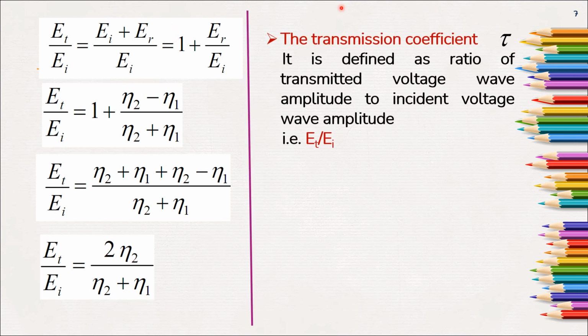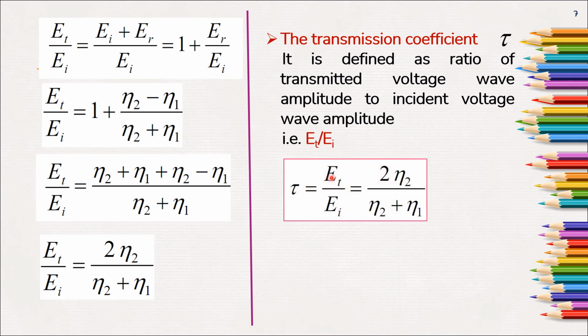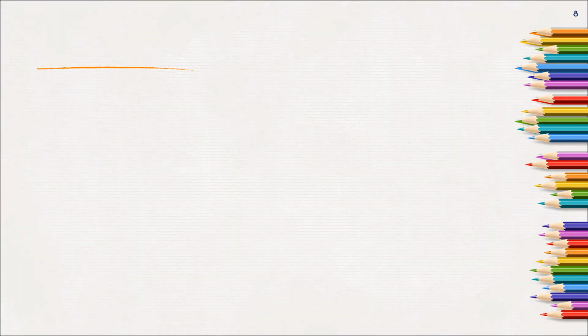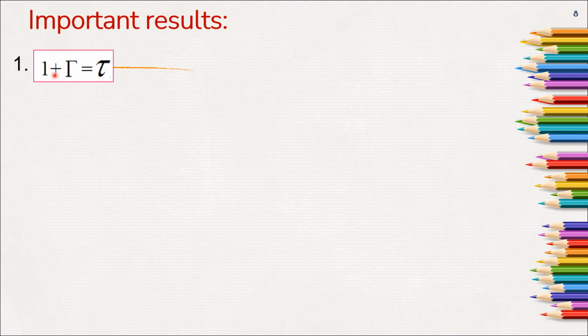Now I am going to define a new term which is going to be called the transmission coefficient. What is the transmission coefficient? It is nothing but the ratio of the transmitted voltage wave amplitude, Et is the amplitude, right, of the transmitted wave, to the amplitude of the incident wave. So tau is equal to Et by Ei, which is equal to 2 eta 2 by eta 2 plus eta 1. Or Et is equal to tau into Ei.